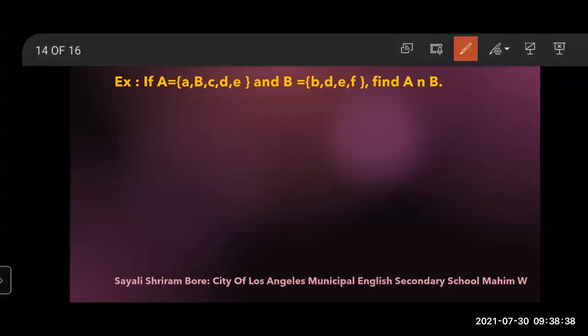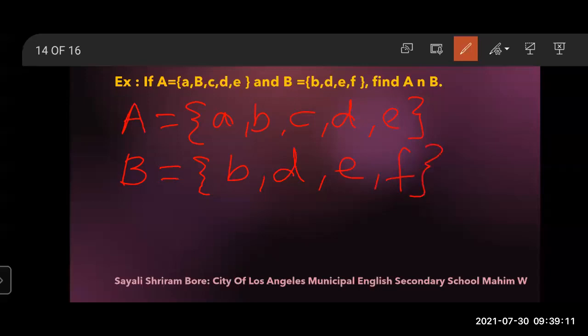Now, A is equal to {a, b, c, d, e}, and B is equal to {b, e, f}. Now find A intersection B. What is intersection? The common elements. So which elements are common? B is common, E is common. So A intersection B is {b, e}.